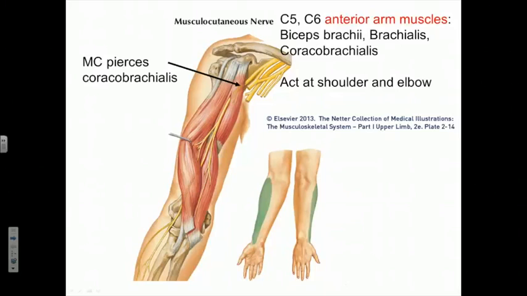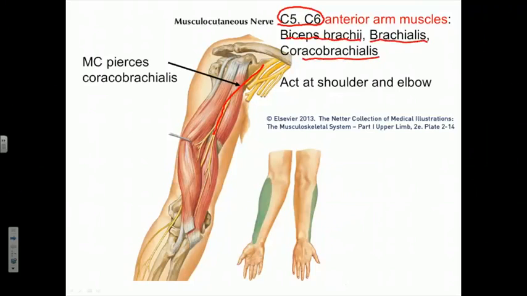Again, because the musculocutaneous nerve contains anterior division fibers, and because it contains the spinal cord segments of C5 and C6, it is going to be the exclusive innervator of anterior arm muscles. Anterior arm muscles are biceps brachii, brachialis, and coracobrachialis.